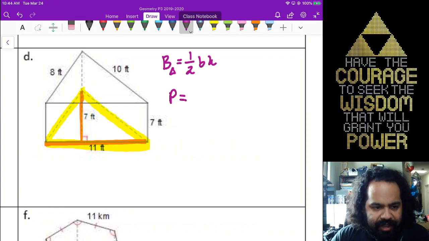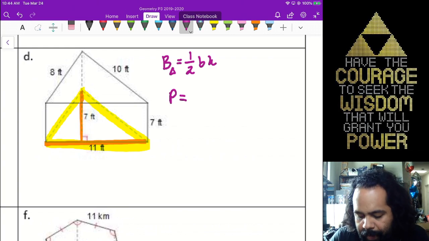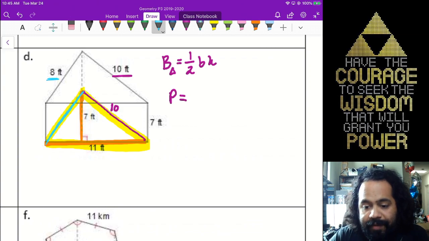If you guys were curious, because of the orientation of these shapes, this 10 does correspond down here with this side length, and this 8 does indeed correspond with this side length here. So use that to help you find the perimeter.